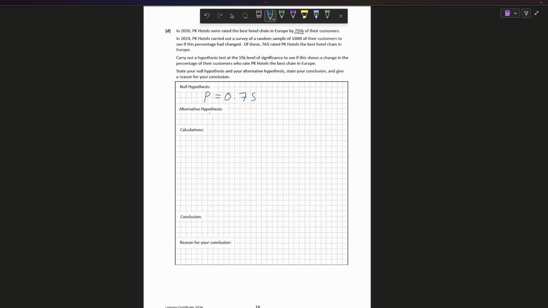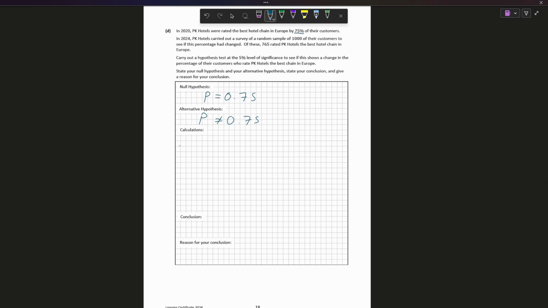So the alternative hypothesis, you might be able to take an educated guess. If we have a hypothesis, alternatively, the only other thing that can happen is that this doesn't happen. So easy as that, P is not 0.75. Now we have to do calculations.